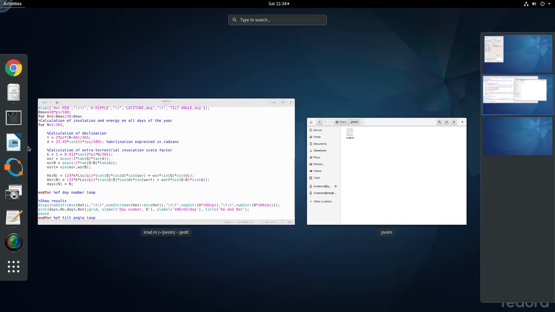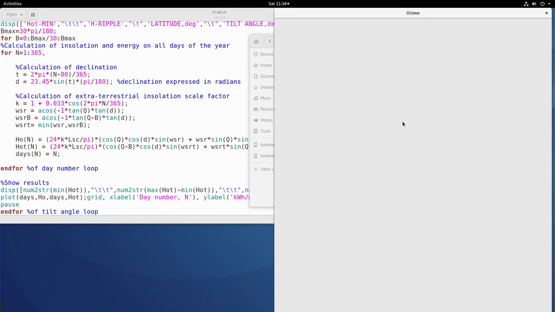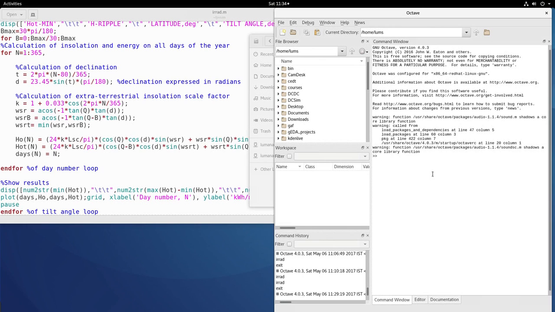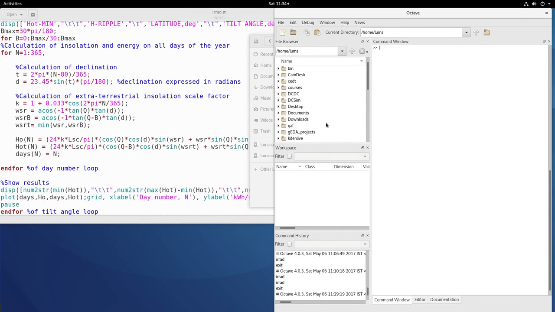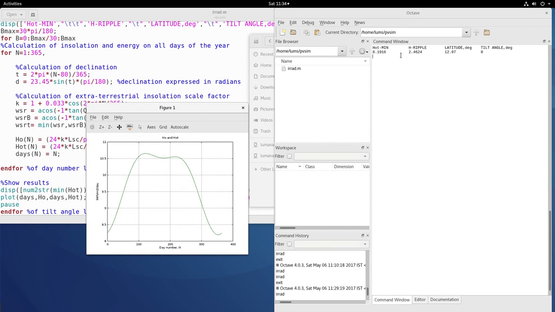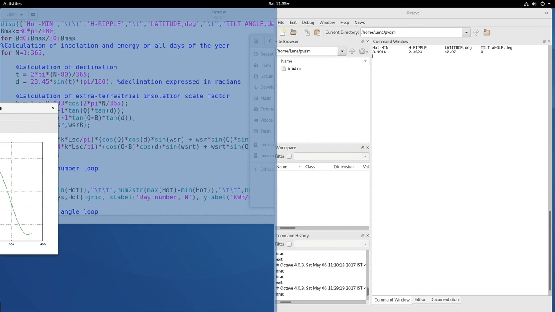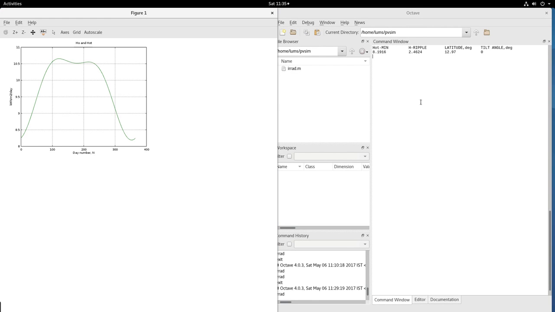Let us now call upon Octave, open it and execute within Octave. So I will clear up the workspace screen. Let us go into our folder here and let us execute irrad. And then you will see you get something like this. I will now keep it side by side with the Octave screen.